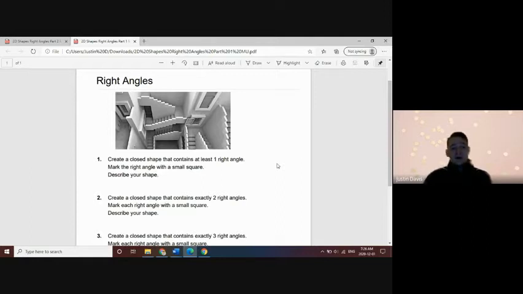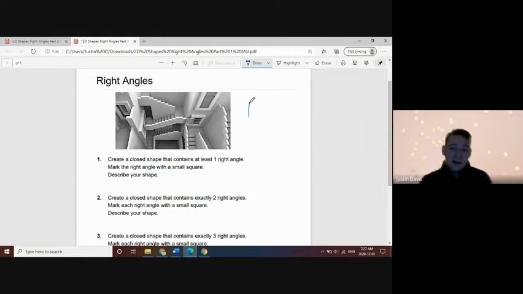So we're focusing on right angles, and let's just go through the problem and the question. It says, create a closed shape that contains at least one right angle. Mark the right angle with a small square and describe your shape. Okay, so there's two parts to that. You're going to mark the right angle with a small square, and you're going to describe your shape. There are lots and lots of different shapes you could draw. You just need to make sure you have a right angle.